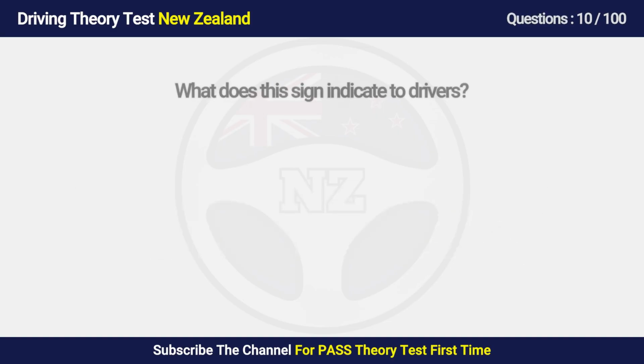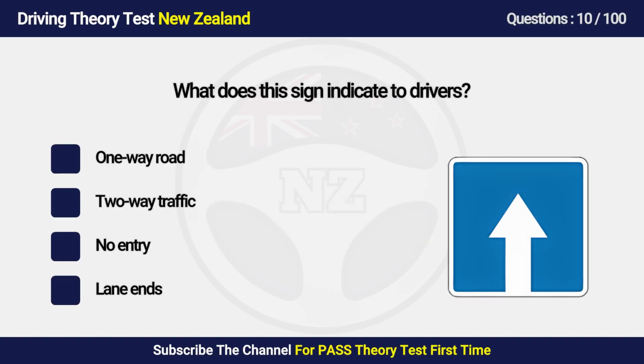Question 10. What does this sign indicate to drivers? A. One-way road. B. Two-way traffic. C. No entry. D. Lane ends.